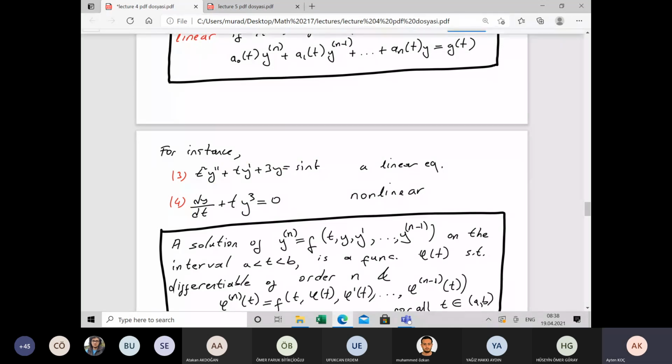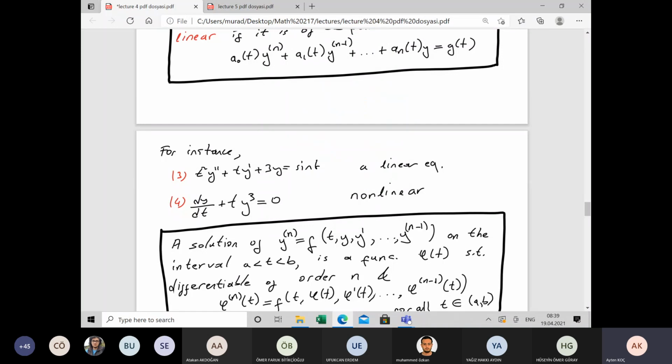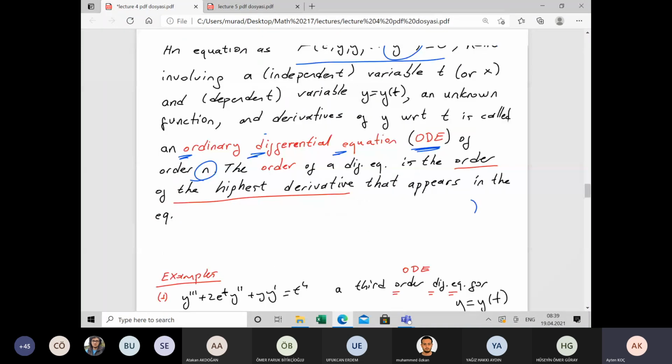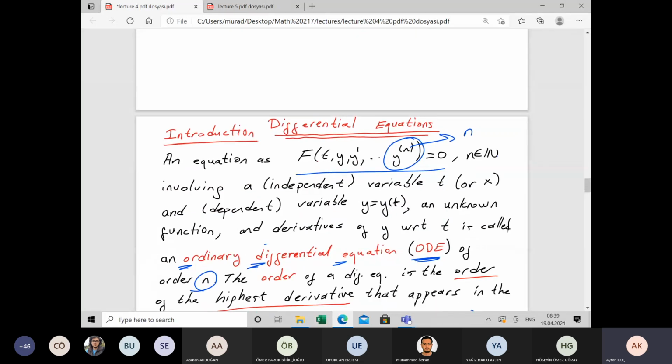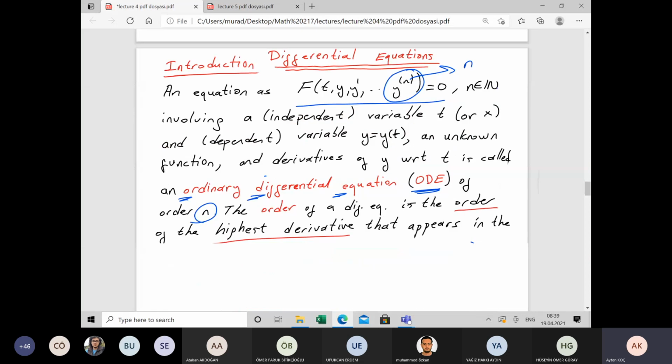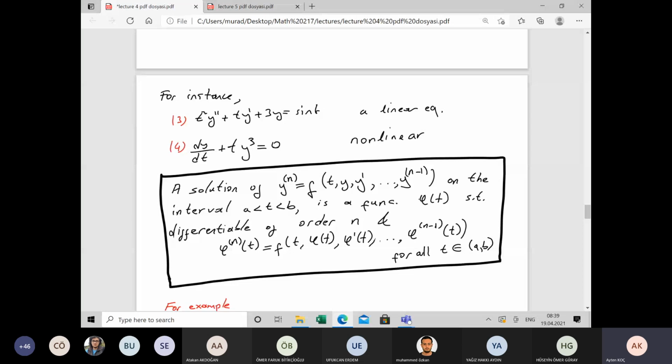And here our aim is to get the solution of our equation. Our equation contains derivatives, so it is a differential equation, because it contains our function y and also derivatives of y. So this equation is called the differential equation. Our aim is to solve this differential equation.